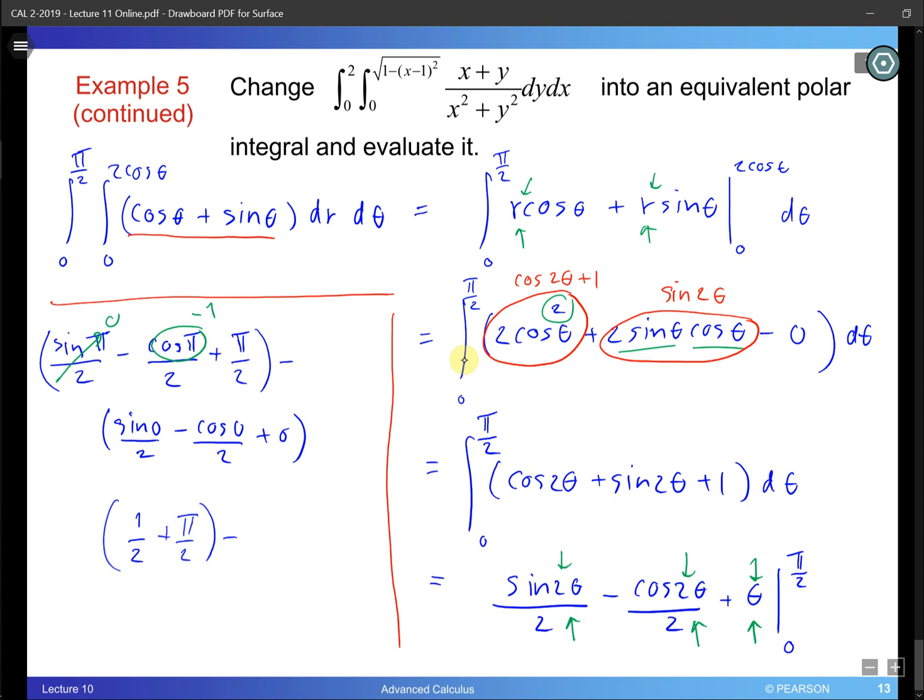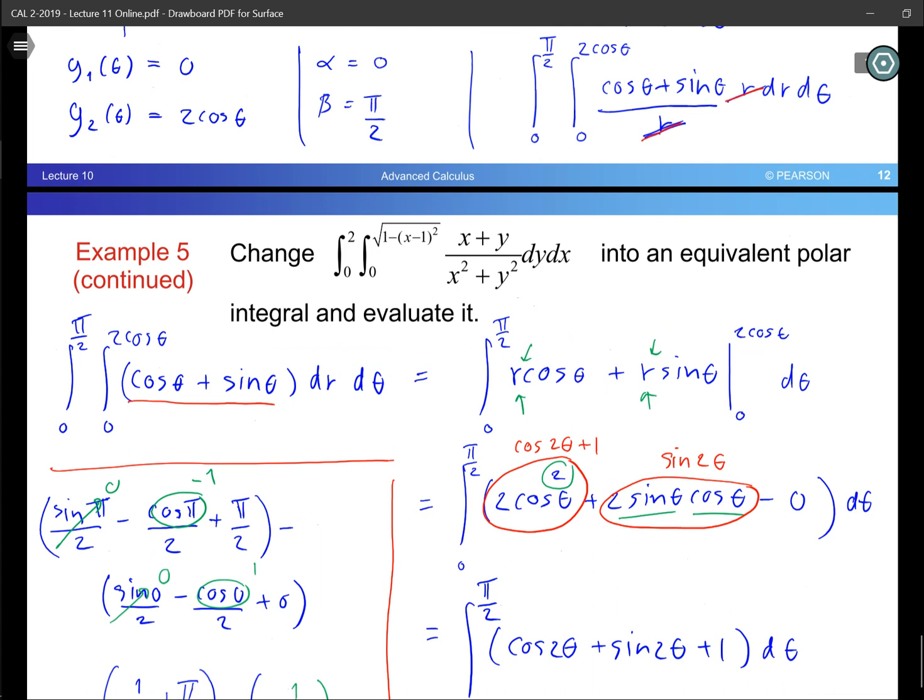Minus. Alright, so we have sine 0, that is 0. Cosine 0, this is 1. So we have minus 1 over 2 right here. So the answer at the end becomes pi over 2 plus 1. Final answer for example 5.